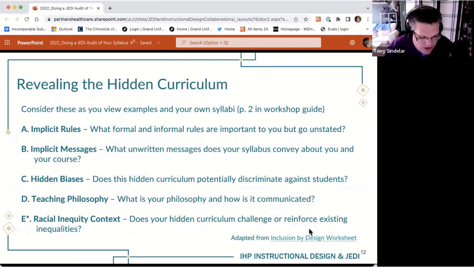These are 5 aspects of the hidden curriculum in terms of how it plays out in your syllabus. Four of these are from Inclusion by Design, and then we added a fifth one as well. So first up are the implicit rules. These are formal and informal rules that are important to you, but go unstated. And I think this is something that we are all guilty of at some place.